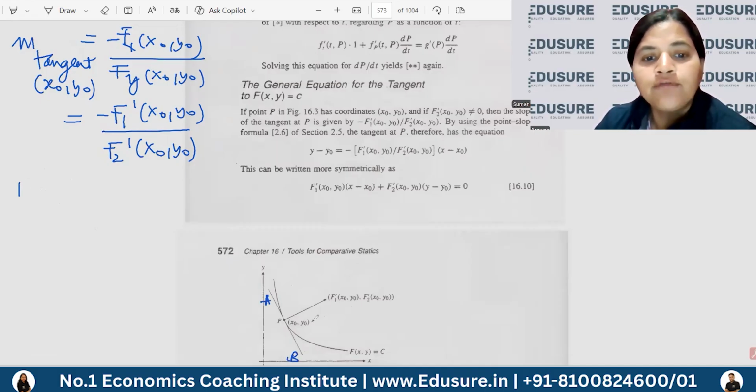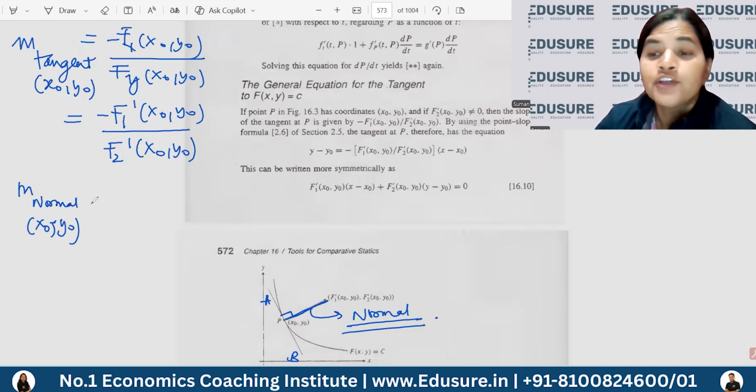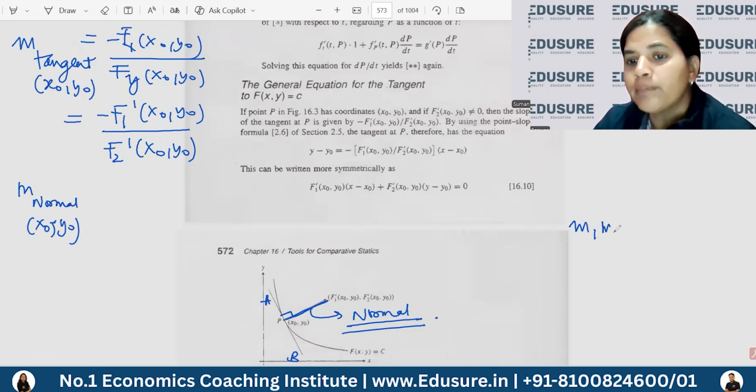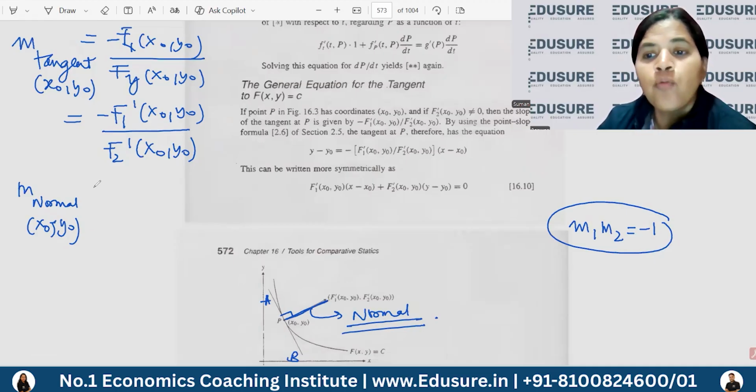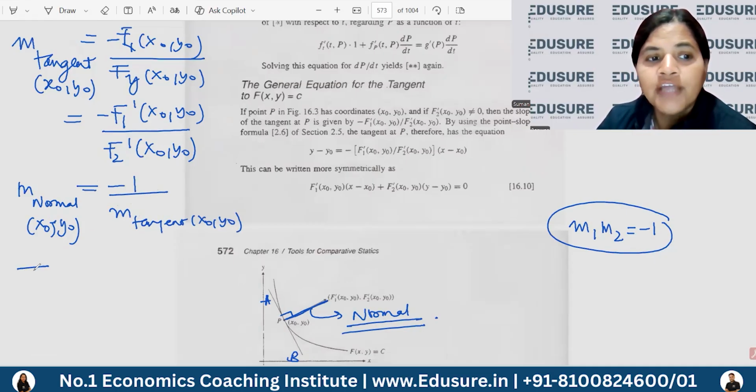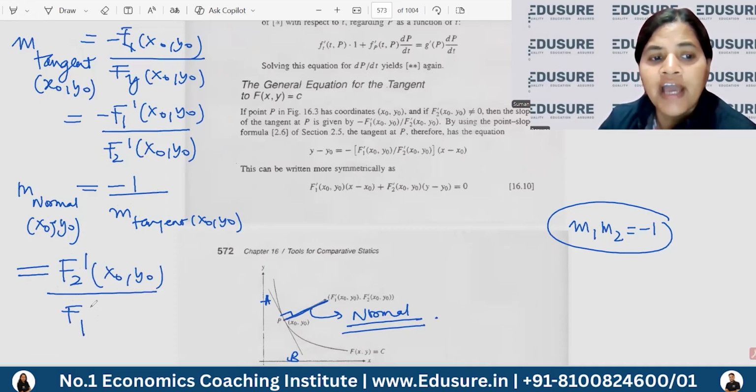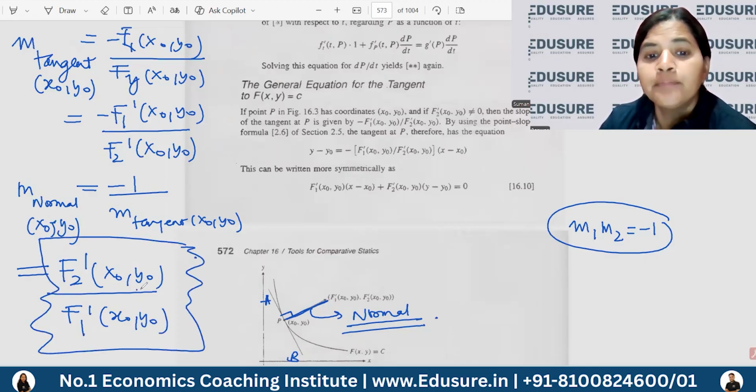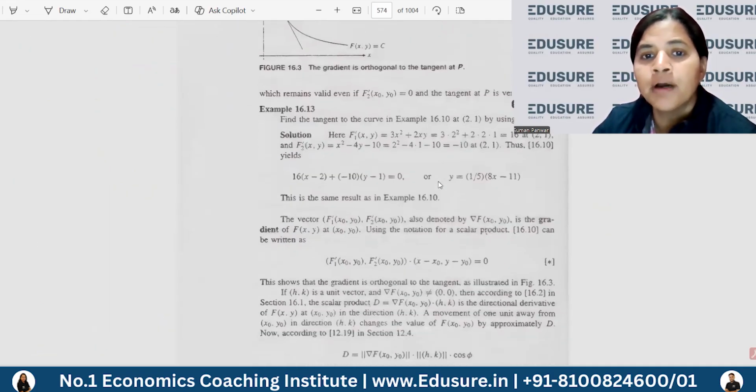Now we know that if we draw a line perpendicular to the tangent at the point of contact, this line is called the normal. So what is the slope of the normal at (x naught, y naught)? You know that the product of slopes of two perpendicular lines is always equal to minus 1. So the slope of the normal will be minus 1 divided by the slope of the tangent at that particular point, (x naught, y naught). So that will be f2 dash at (x naught, y naught) divided by f1 dash at (x naught, y naught). This is going to be the slope of the normal at that particular point. So now let us try to see the geometrical interpretation and let us see some examples.